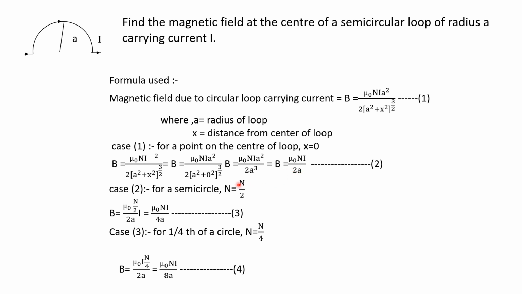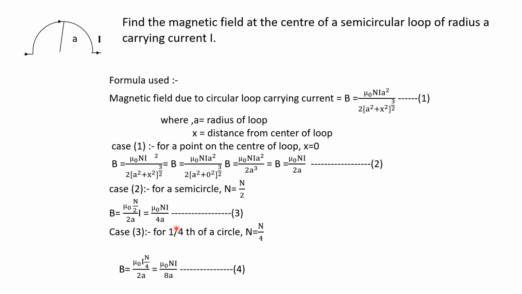In the case of a semicircular loop, we have only half the turn, so N is equal to N by 2. So for N, we can substitute N by 2. On substituting N by 2, we get mu 0 N I by 4A. This is the equation for a semicircle.